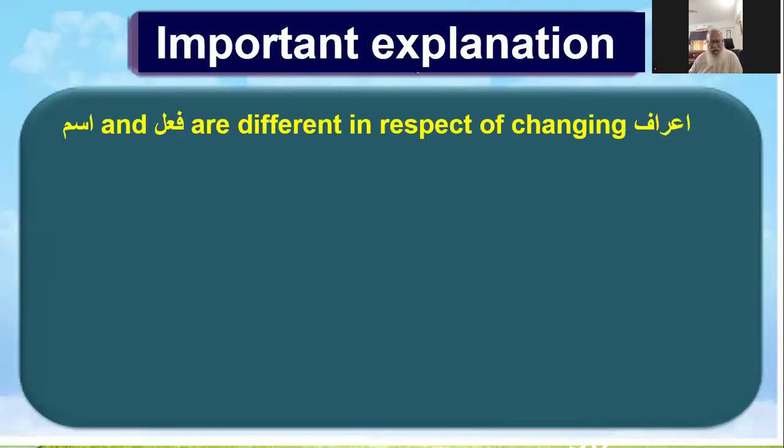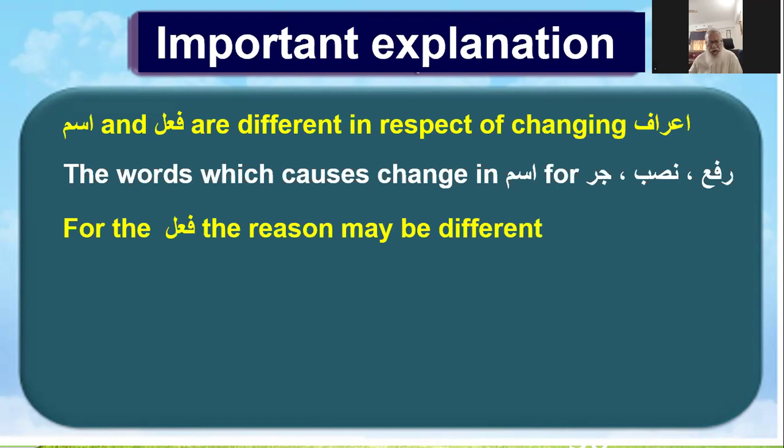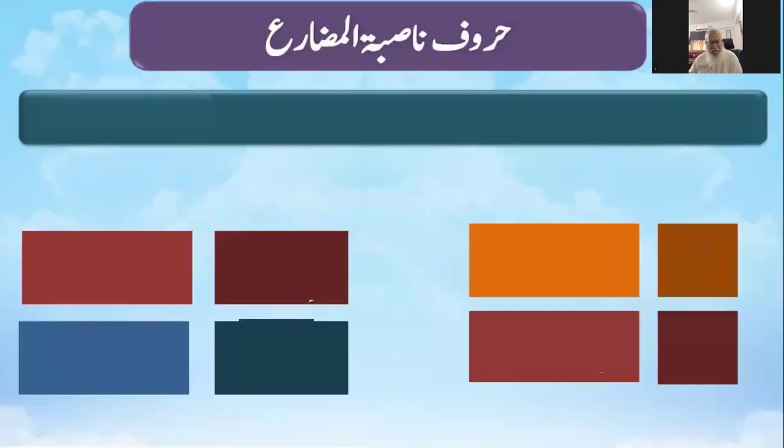Now the important explanation: just like ism and fi'l are different in respect of changing i'rab, the words which cause change in ism are rafa, nasb, jar. Dhamma, fatha, kasra. Rafa, nasb, jar. And what is called marfu, mansub, majrur. For the fi'l, the reason may be different. Similarly, the signs of rafa and nasb differ between ism and fi'l.